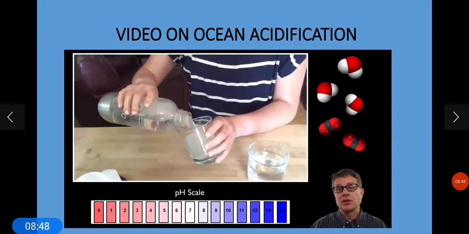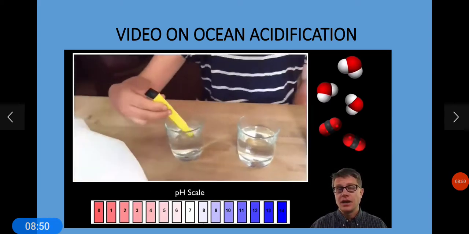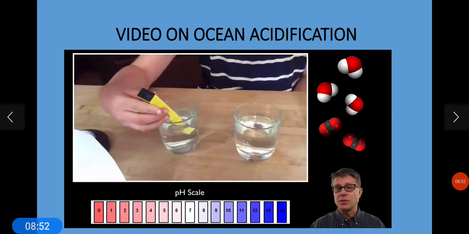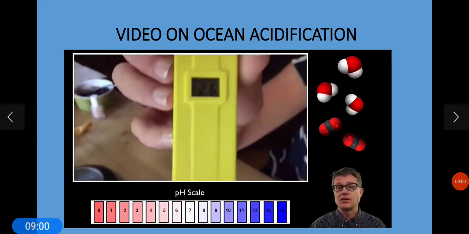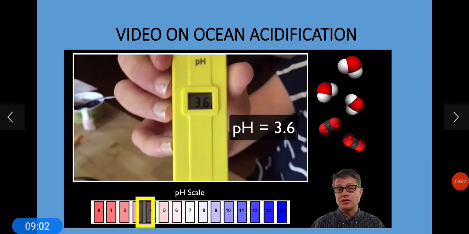We're going to put it in a glass, and we're going to measure the pH now. I want you to make a prediction of what you think the pH might be. You could even use your finger and point on the screen to where the pH scale is going to be. Let's see how you did. The pH is going to be 3.6. It's really acidic. Let me show you what's going on.